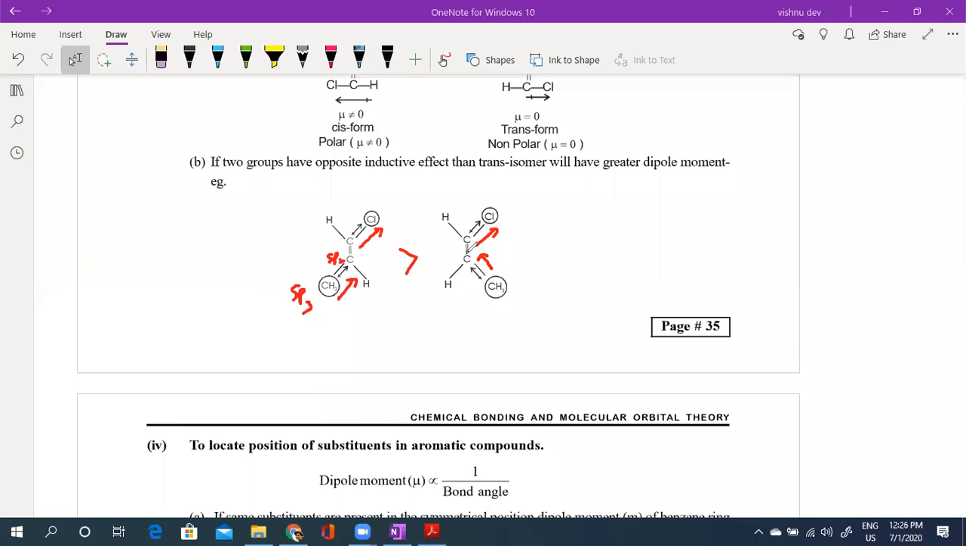So you should not remember, याद नहीं करना ऐसा कि cis का ज्यादा होगा trans का ज्यादा होगा, right? Depends on the molecule. Got it? कि कौन सा molecule है.